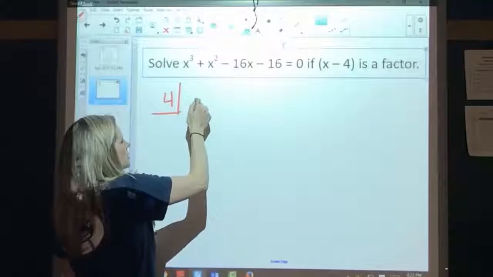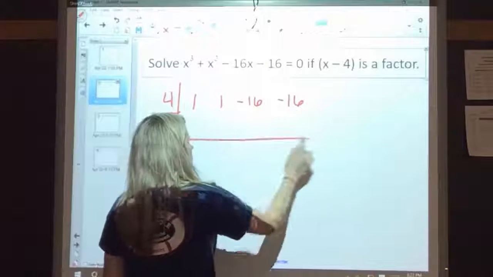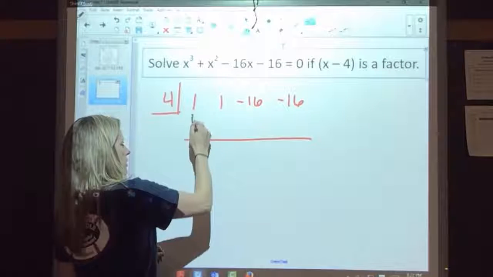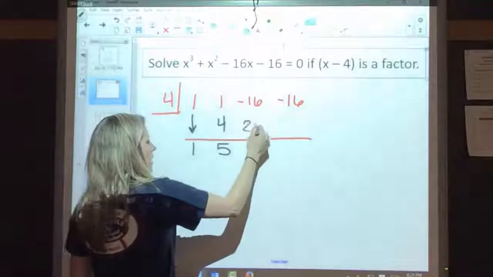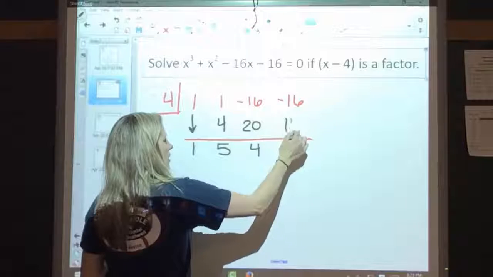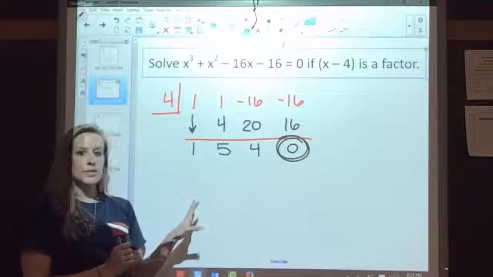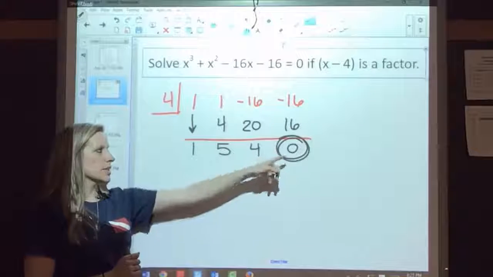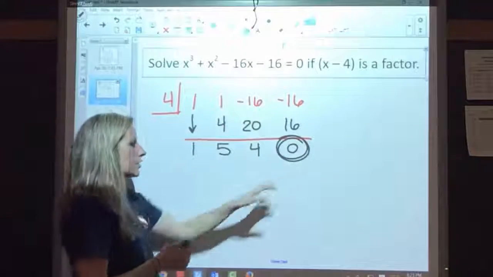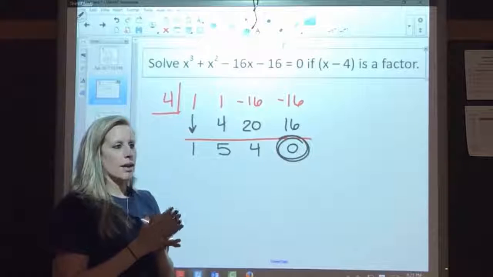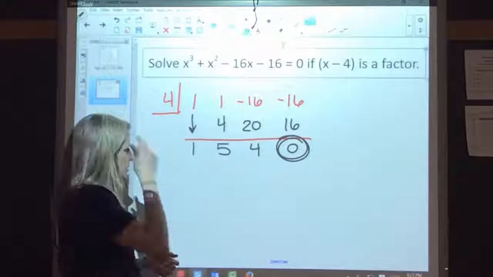Okay, write down your coefficients. 1, 1, negative 16, negative 16. First thing I'm going to do is bring down the 1. Then I'm going to multiply, add them up, multiply, add them up, multiply, and add them up. Okay. And on your paper, when you do the synthetic division, you should get a remainder of 0 because it already tells you that this is a factor. Okay. If you get a remainder that is not 0 today, you did something wrong. So I would go back and check how you multiplied and added those numbers.